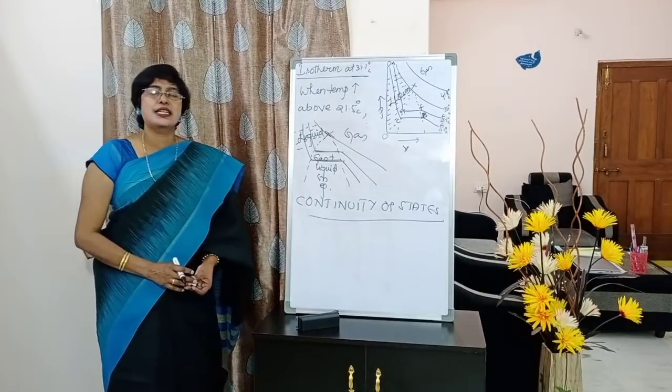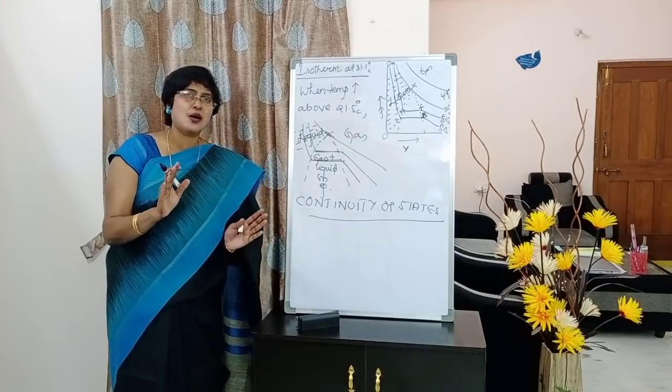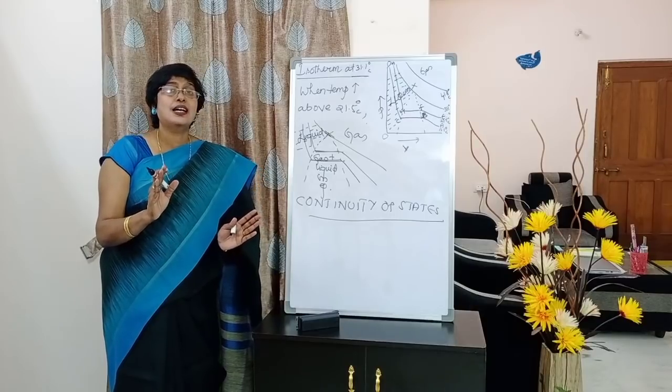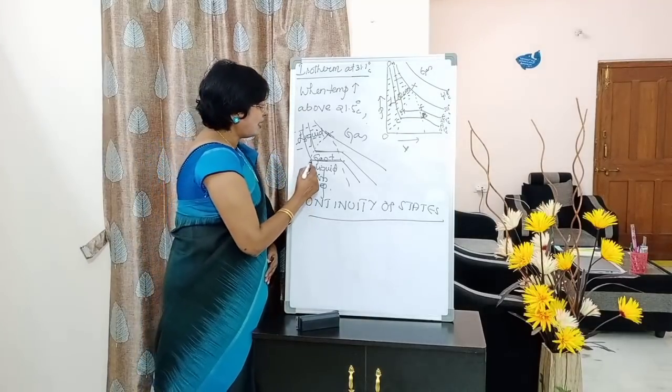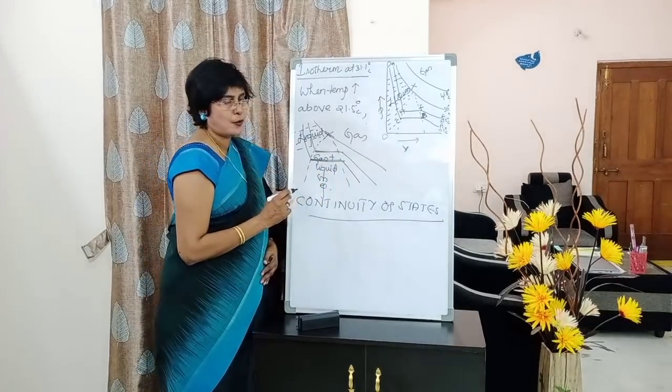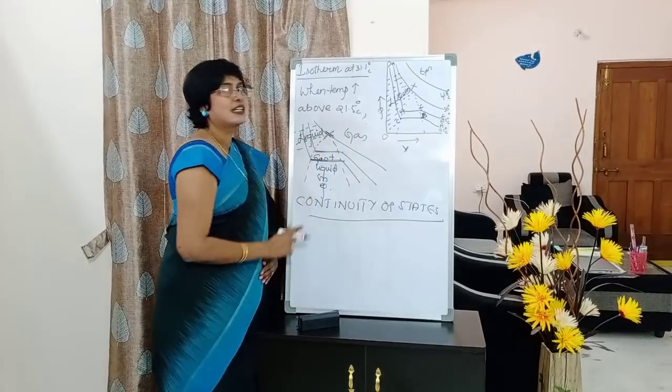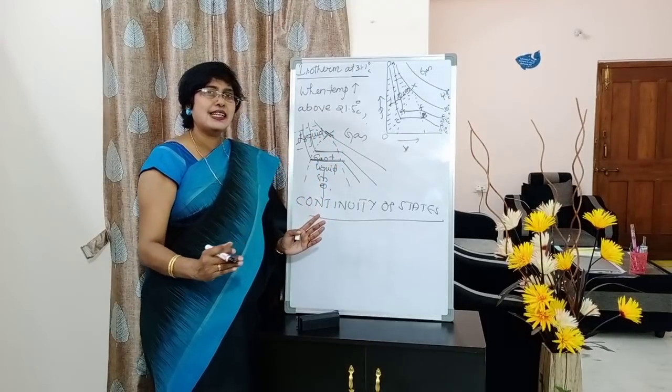Underline continuity of states. Full stop. Okay, students, now you understood how we got that? How we could get that boundary? How did we get the boundary? By joining the ends of the horizontal portions along with the critical point, we could get a boundary.